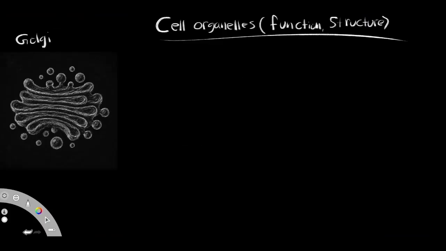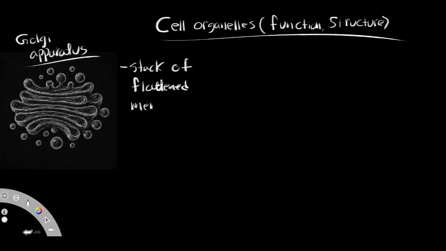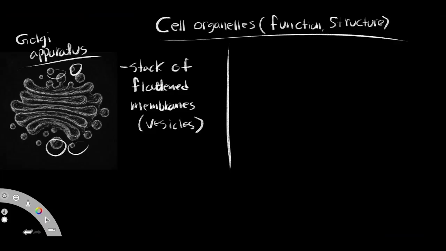Next we have the Golgi apparatus. Simply put, it's just a stack of flattened membranes. As you can see, around it are some vesicles, so vesicles are embedded within it. And why is that the case? Well, it sorts and packages proteins, kind of like a mailman.